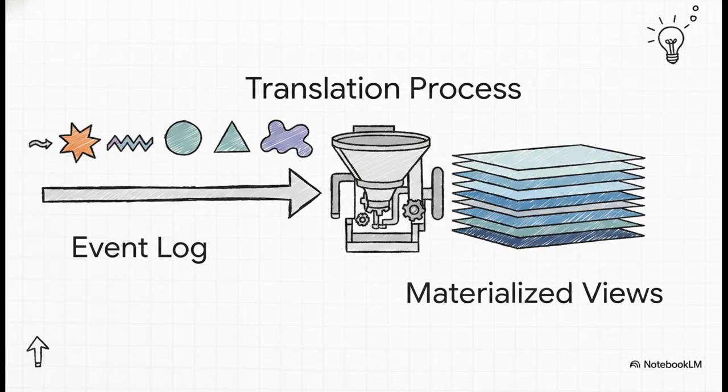But there is a very obvious catch here, right? Reading the current state from a massive append-only log every single time a user loads a page would be agonizingly slow. And that's exactly why we pair event sourcing with CQRS, or Command Query Responsibility Segregation. CQRS acts as the ultimate translator. It asynchronously takes those raw, write-optimized historical events and translates them into denormalized, read-friendly application states or materialized views. So you get the perfect write history on one side and the perfect read performance on the other.